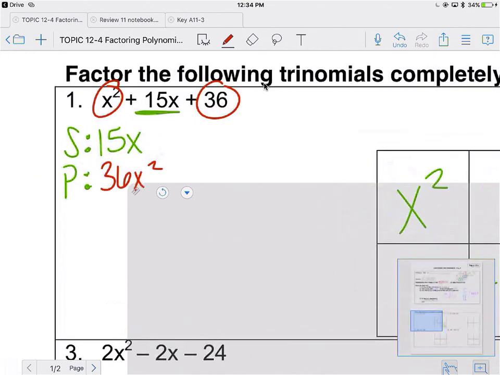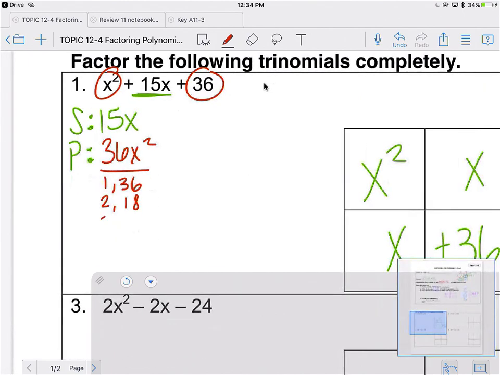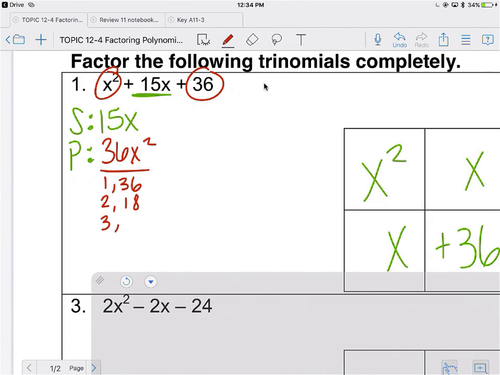So in order to figure this out, I'm going to write out all of the numbers that I can think of that multiply to 36. So we have 1 and 36, 2 and 18, 3 and 12, 4 and 9, 6 and 6. So all of these are possibilities of things that could multiply to 36. Remember, both of these things have to be true.